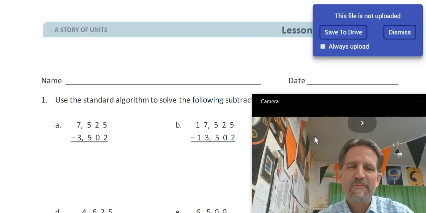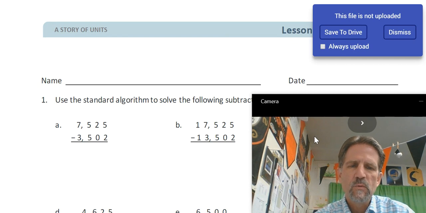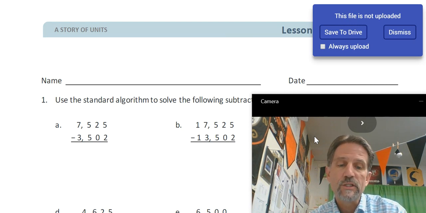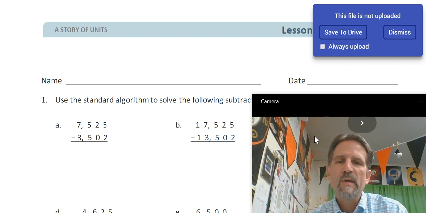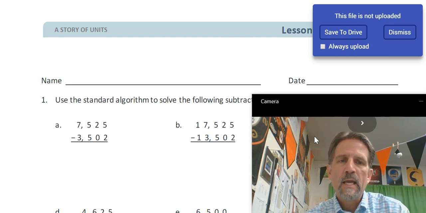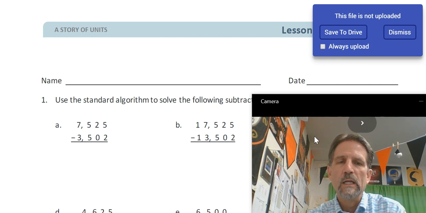Alrighty, let's get started with Module 1, Lesson 13, the problem set. And in this lesson, we are going to continue to use place value understanding to decompose to smaller units using the standard subtraction algorithm and apply the algorithm to solve word problems using tape diagrams. So basically, this is subtraction the good old-fashioned way. They call it the standard algorithm. And we're going to continue using our tape diagrams. So let's get started.